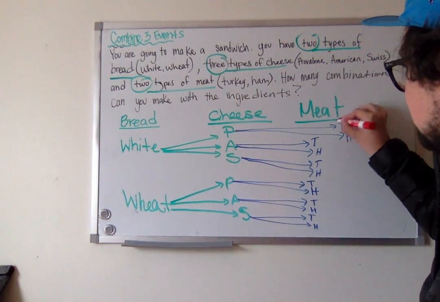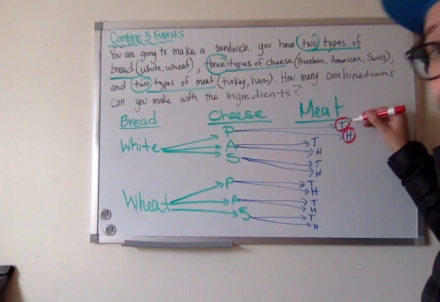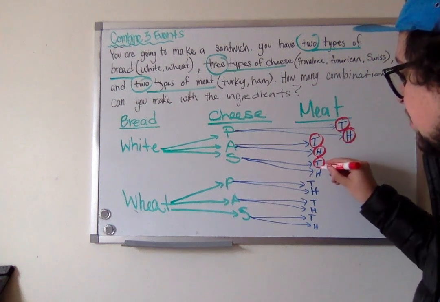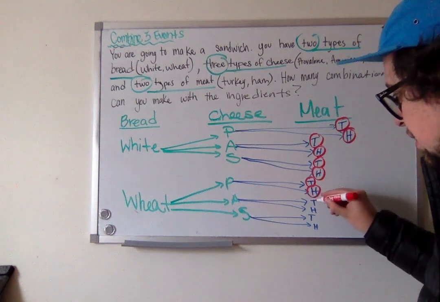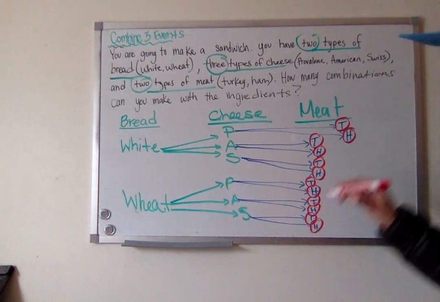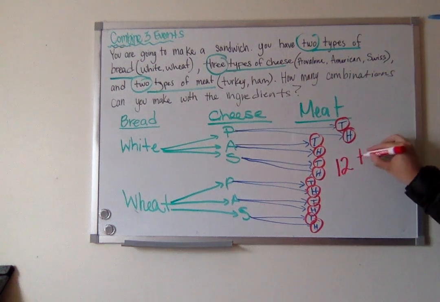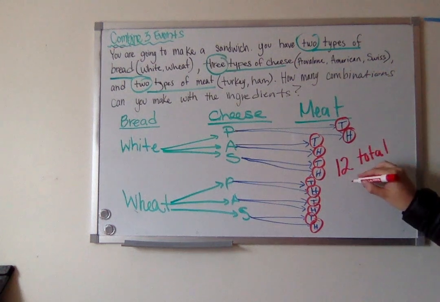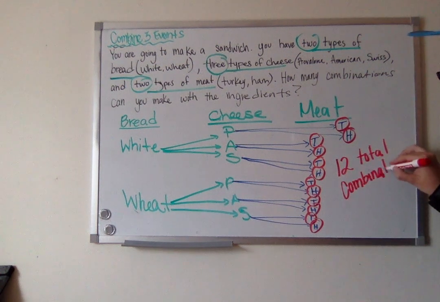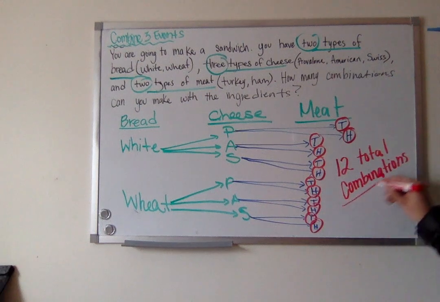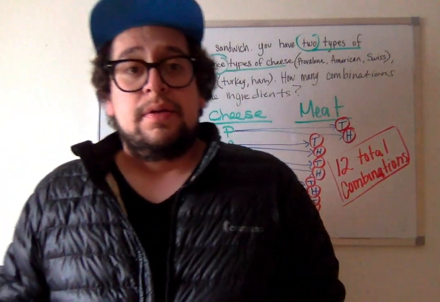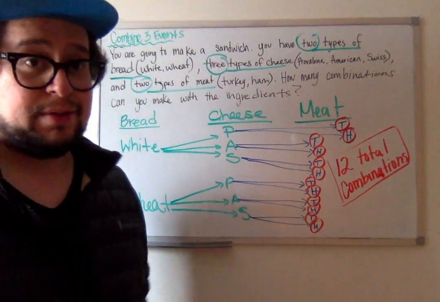So I'm going to look at the ends of my trees and I'm going to start counting. 1, 2, 3, 4, 5, 6, 7, 8, 9, 10, 11, 12. I have 12 total combinations. Okay. So that's pretty much it to find our total number of combinations.